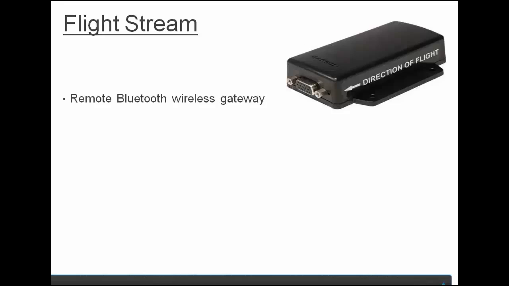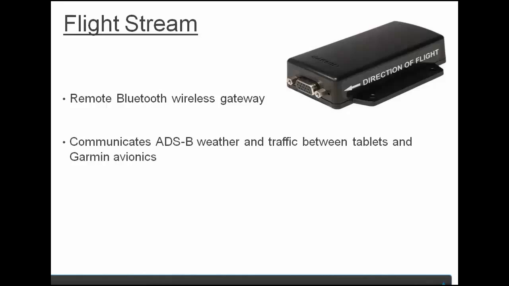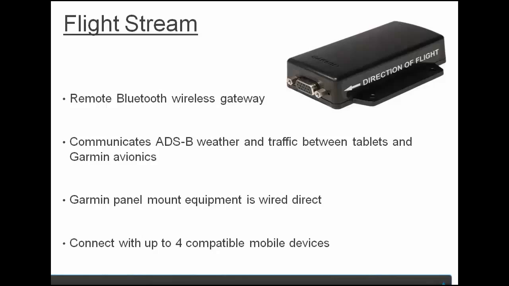We had a webinar just a few weeks ago, actually right before Oshkosh, about the FlightStream, and I know some of you missed that, so we're going to touch on it real quick. It's a remote Bluetooth gateway into the cockpit, and it communicates ADS-B weather and traffic between your tablet and the Garmin avionics. So your Garmin panel-mounted equipment is now wired directly to the FlightStream, and then you can connect via Bluetooth to 4 compatible mobile devices with this.